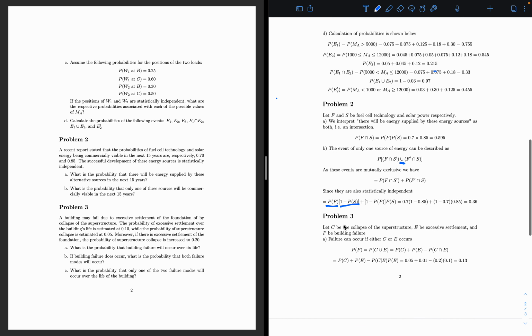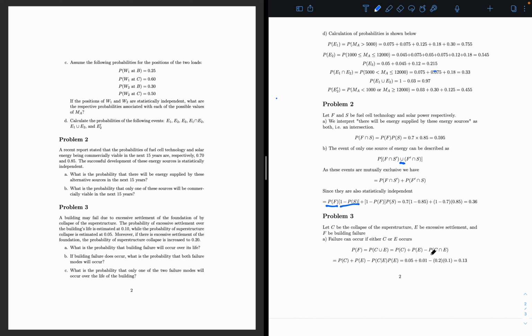So let's define the event C for the collapse of the superstructure, E for excessive settlement, and F for the building failure. Now, building failure can occur if either C or E occurs. We're given that information in the first sentence here. So we've got the union of C and E being the probability of failure. And for the union, we can use the addition rule, so we have P(C) plus P(E) minus their intersection.